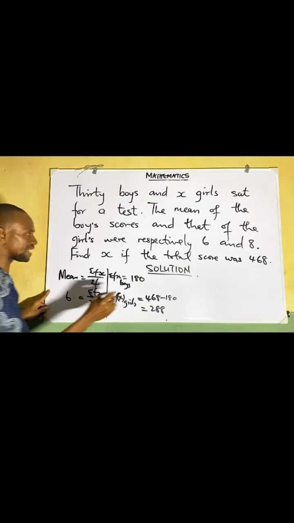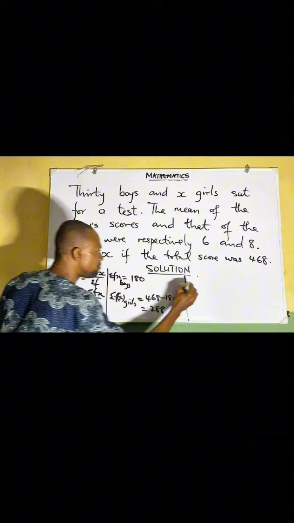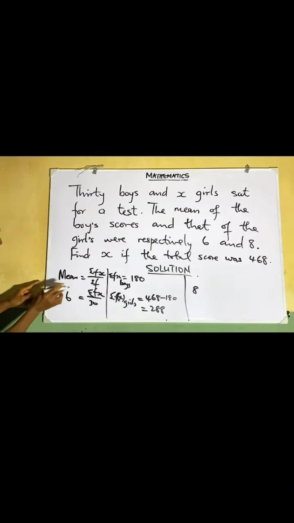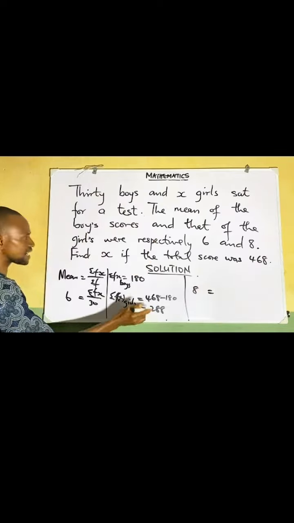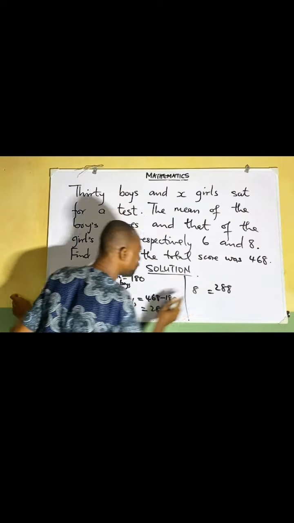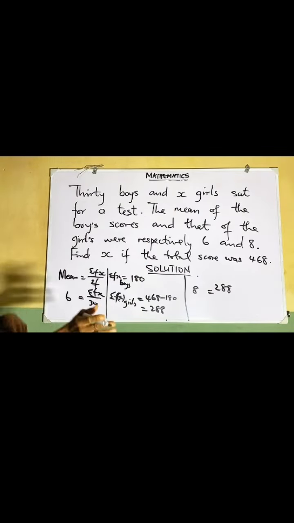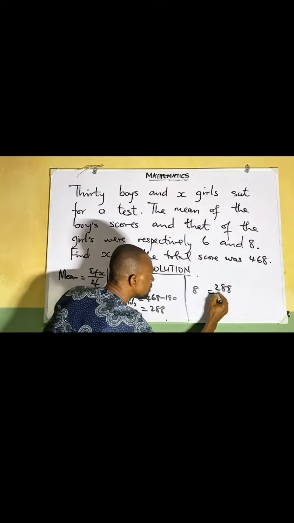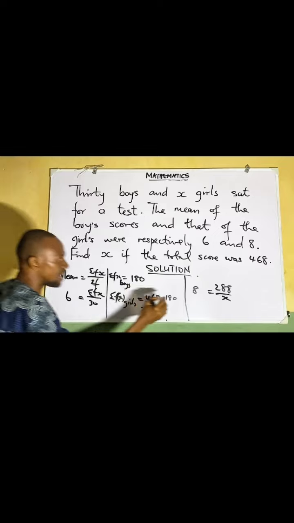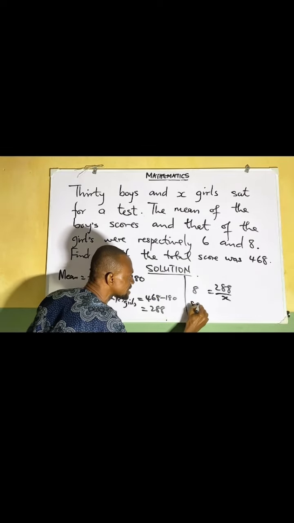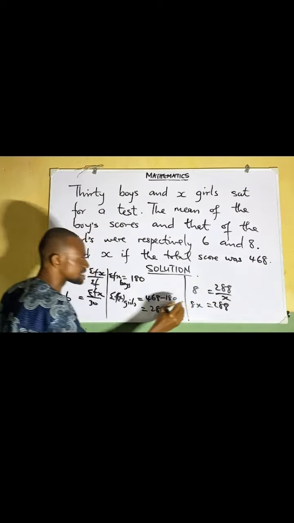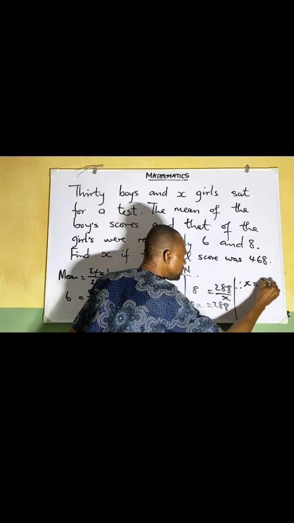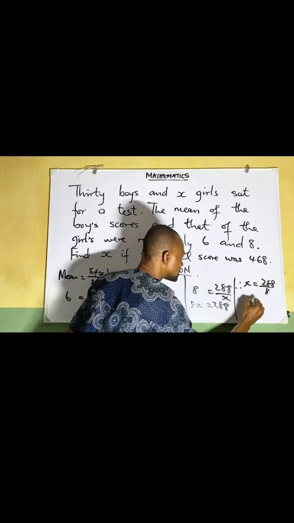Then you use this formula again. We are given the mean for girls. Mean for girls is 8. So 8, that is the mean, equals total score for girls, 288, over x, the number of girls that sat for the test. So we can find x now. If you cross multiply, we have that 8x equals 288. Therefore x equals 288 over 8, which equals 36.